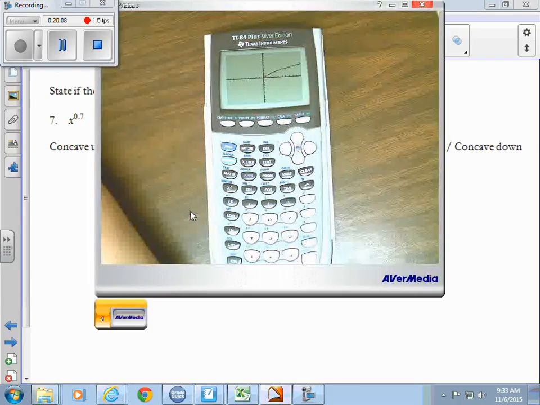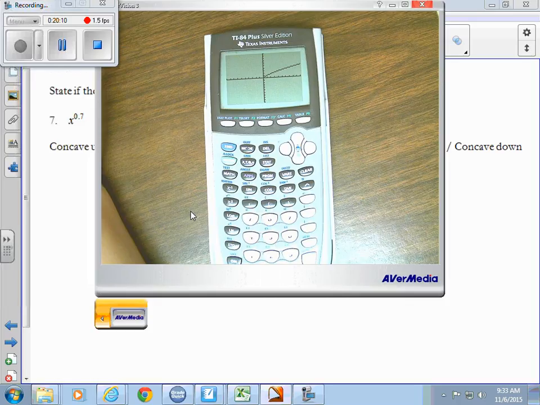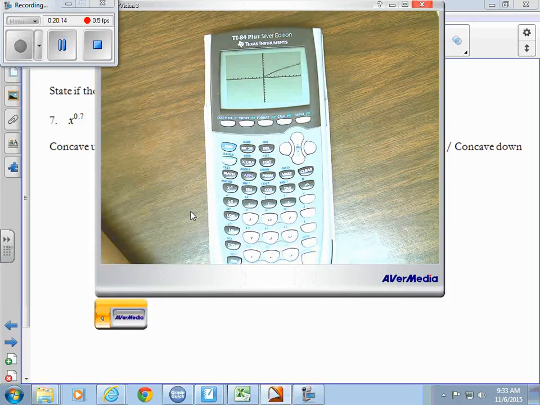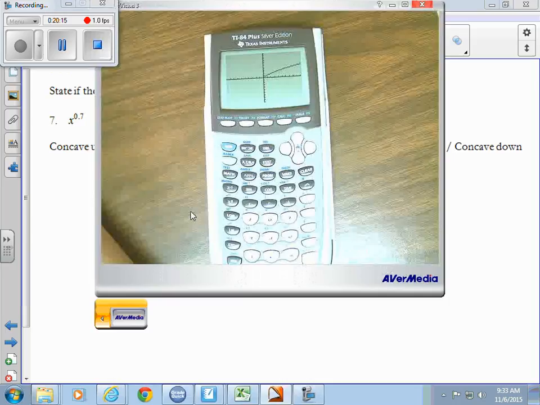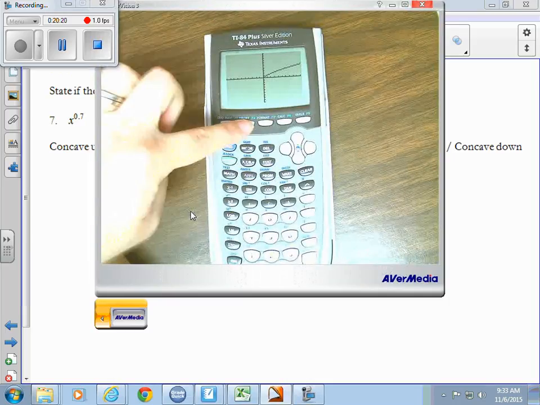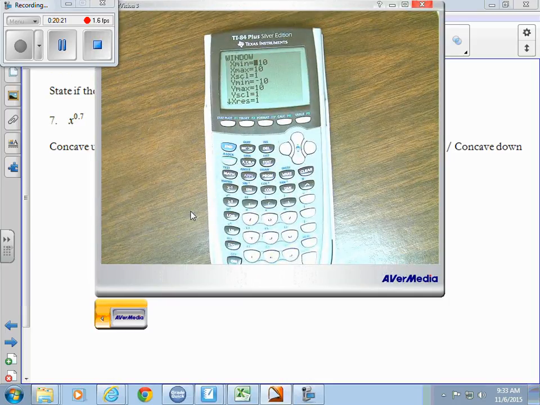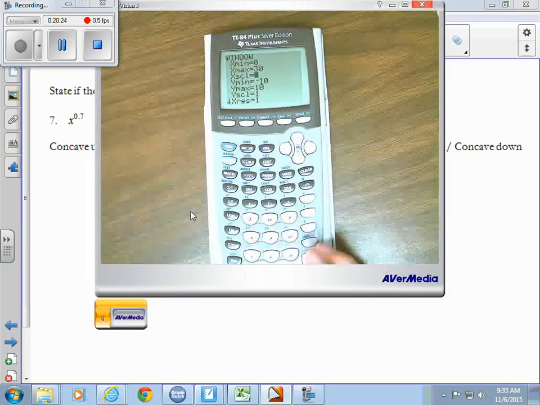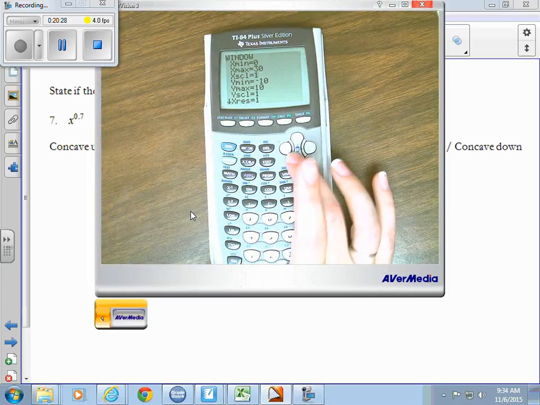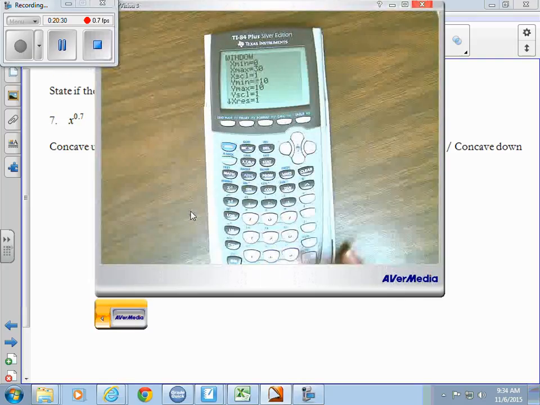So I'm going to change my window to see the first quadrant better, because I don't really need to see any of the negative stuff. Agreed? So I'm going to go to my window and change it from 0 to 30. I'm going to get a little bigger on my x's, but I'm going to get rid of the negative side. And I'm just going to do 0 to 30 twice.